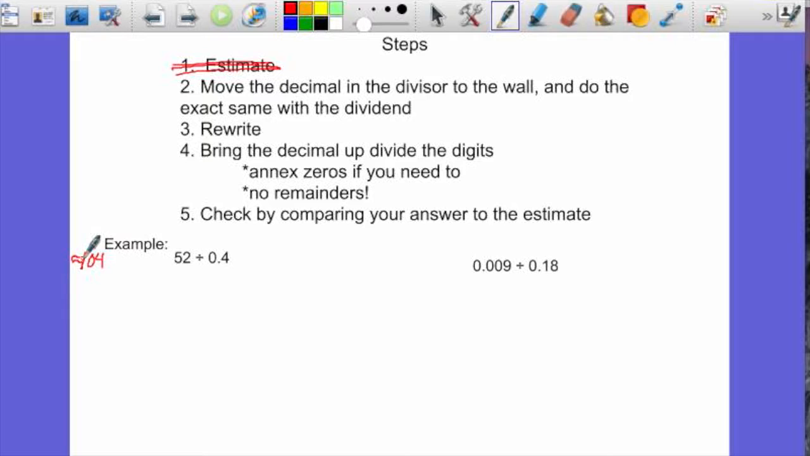Okay, so now we can go ahead and divide. So 52 divided by 4. 52 is getting split up. So that goes in the house. And 4/10 is the divisor, so it goes on the outside.